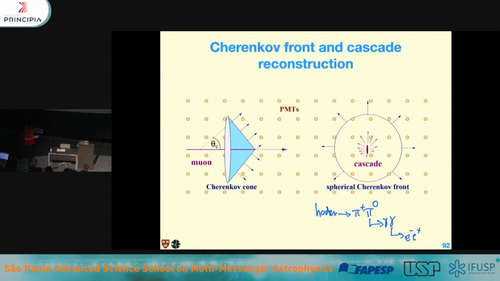The actual cascade, the hadronic or electromagnetic cascade, is typically small, of the order of tens of meters. However, the light, as we were talking earlier, can go hundreds of meters, right? So the emission location is small relative to our detector sizes. And the emission of the light is approximately spherical, but it has a slight bias in the direction of the particle interaction.